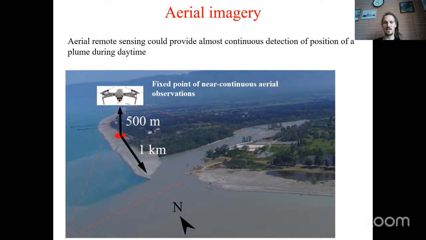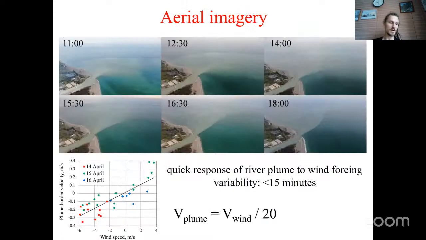And for example, just an example of the study which we performed, and which became possible only because of usage of aerial imagery, aerial remote sensing. We calculated the response of a river plume to wind forcing. It's quite a small river plume. The river discharge is about 100 or 150 cubic meters per second. And we wondered how quickly river plume could change its position, could respond to wind forcing when wind direction changes.